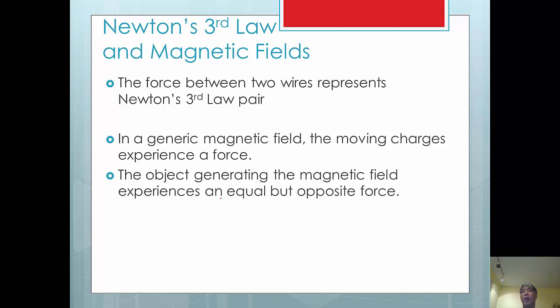Just like in gravity, if I jump up, yes, I am attracted back to the Earth, but the Earth is equally attracted to me. The difference is the Earth is many, many times more massive, and so it really doesn't budge. However, in the case of magnetism, a lot of times we forget that there's something else generating that force. So at times you may have to recall that there's a third law pair in action, and we'll see that in some of the paper 2 style problems that we'll look at.